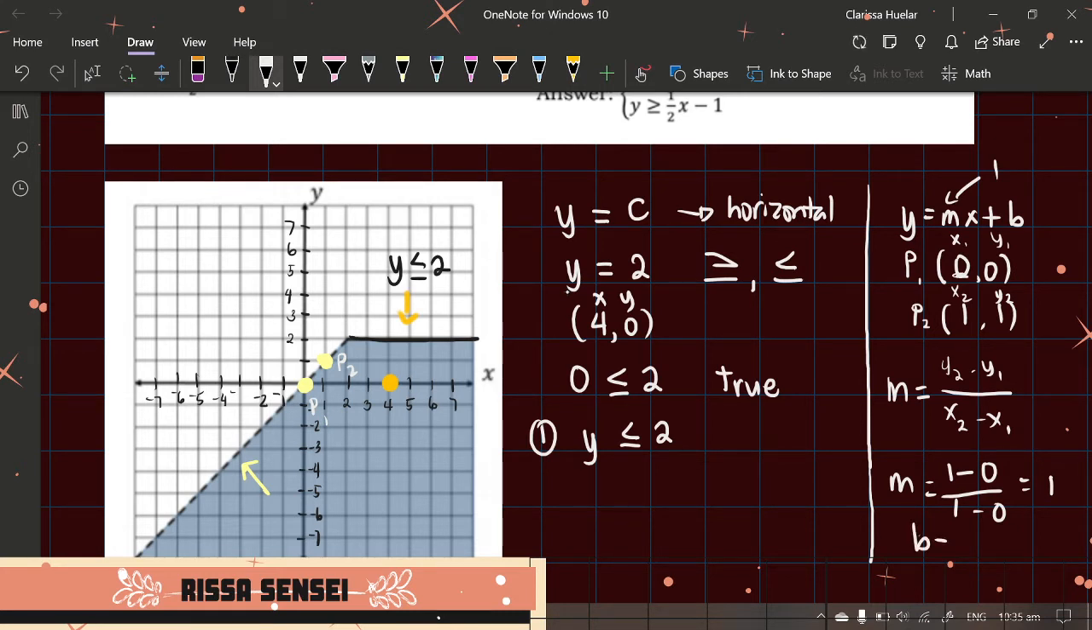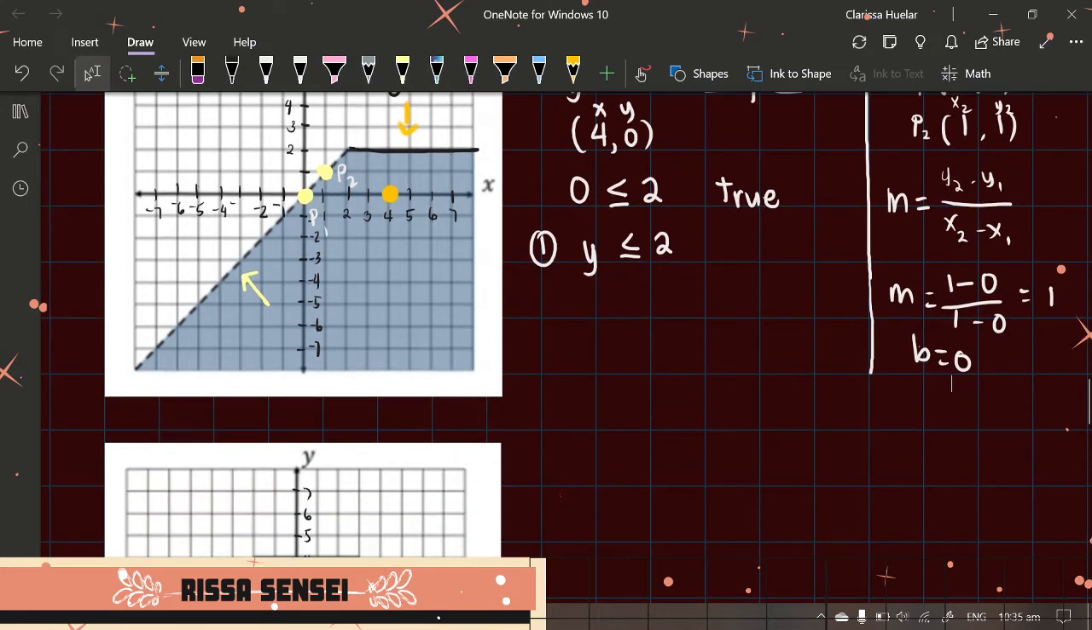So, by substitution, pag sinubstitute natin yun, y equals mx plus b. M is 1, x. Ang y-intercept natin ay 0. 1 times x is x plus 0. X pa rin yun. So, ang ating second equation ay y equals x. Meaning, yung equation nitong broken line na to ay y equals x.